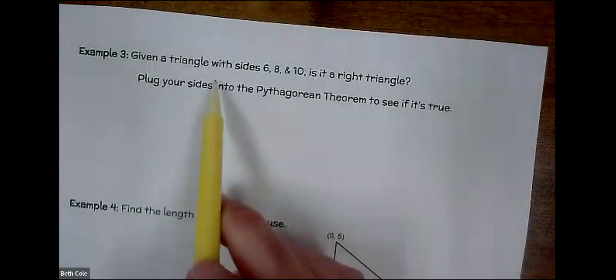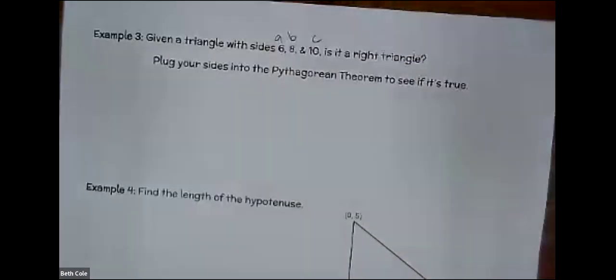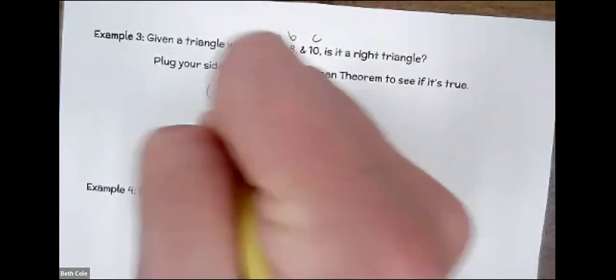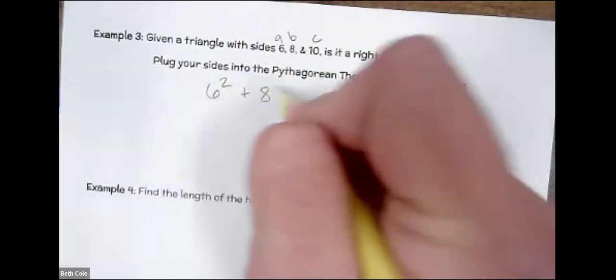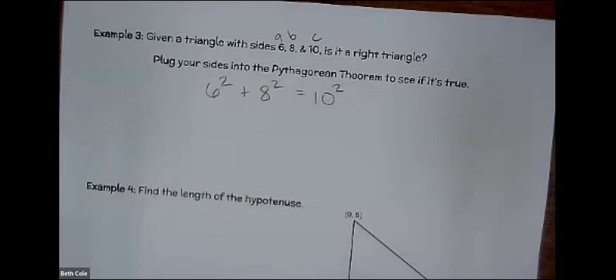All right, given a triangle with sides 6, 8, and 10, is it a right triangle? Well, let's see. We're going to label these A, B, and C. C has to be the biggest number. So C has to be the largest one. So in this case, C has to be 10. So we're going to just see if it works. We're going to do 6 squared plus 8 squared equals 10 squared, and see if it's true. It's like a true-false question. Is it going to work or not?